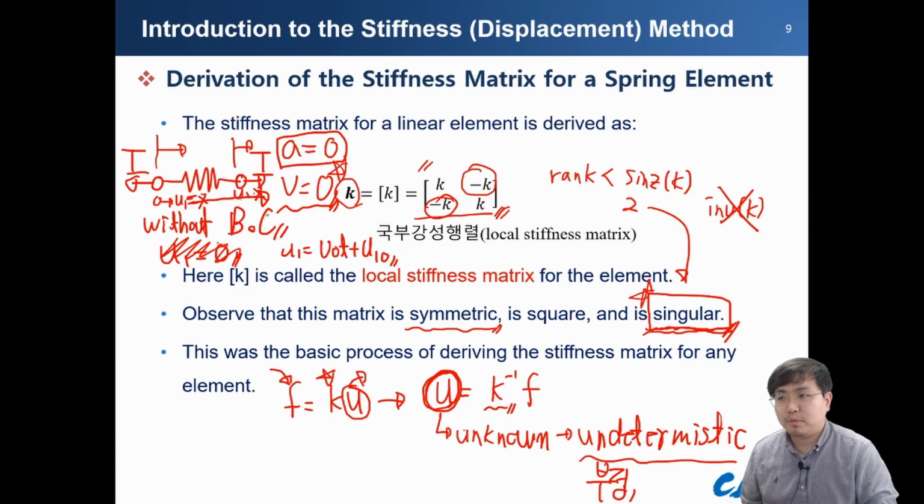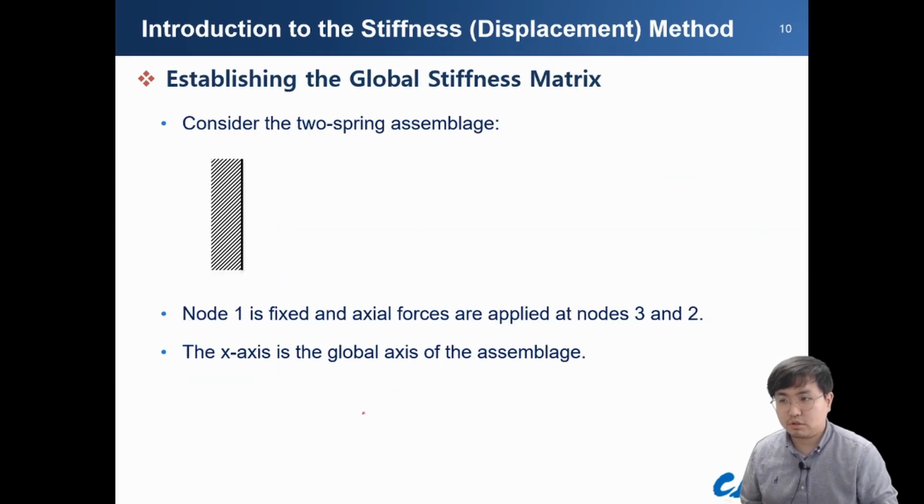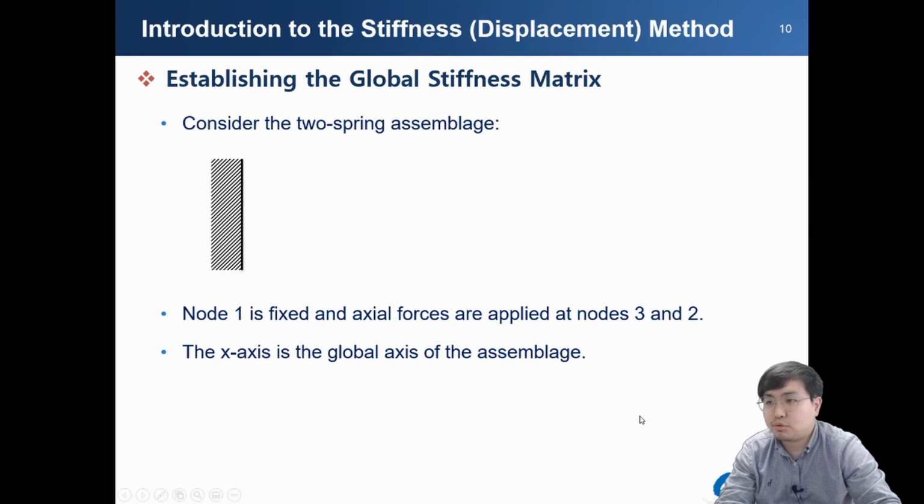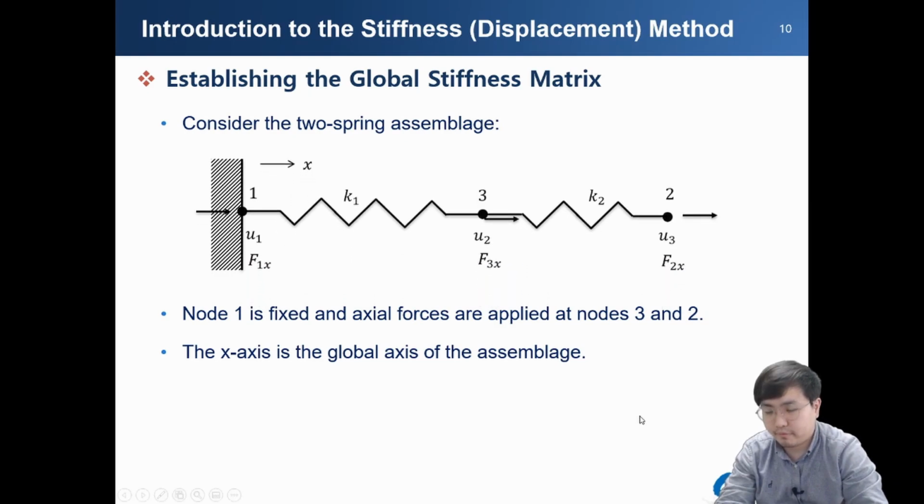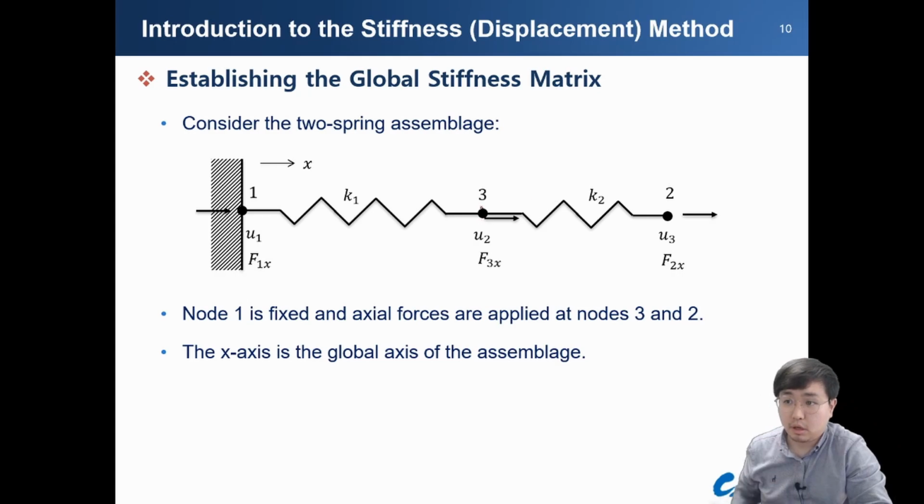So that, however, after applying the boundary condition into the local or global equation, this becomes a non-singular matrix. So let's go into the detail. Here, I prepared the two spring system. The first spring is attached to the wall, and the other is attached to the other spring.